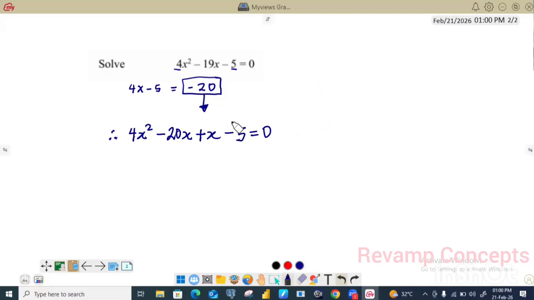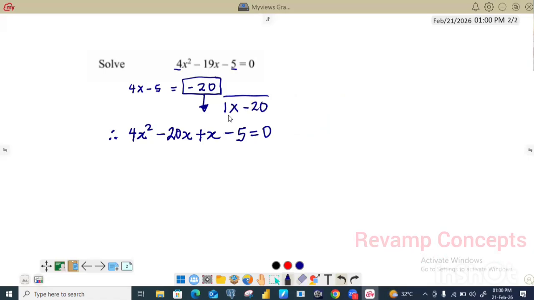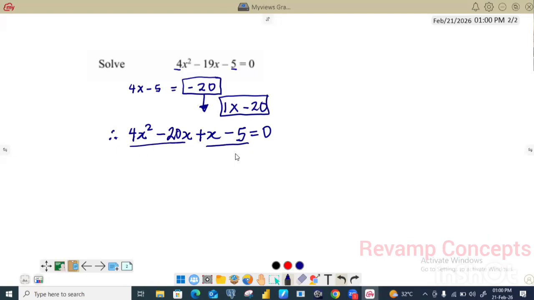Let me just write only that factor so that our work will be very neat. We have 1 multiplied by minus 20. That's the factor we are using. Now, we look at what is common to this side and what is common to this side, like we did in the first example. So what is common to this first side? 4. Only 4.